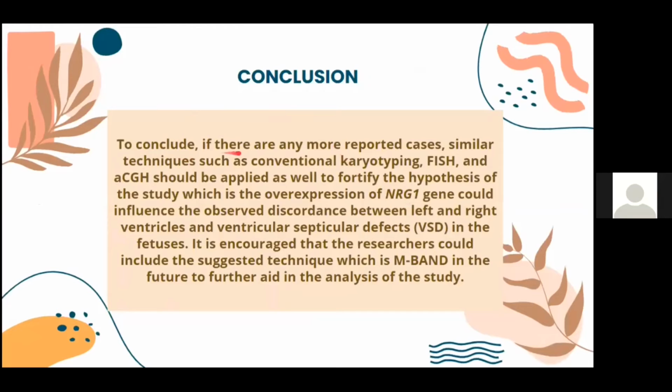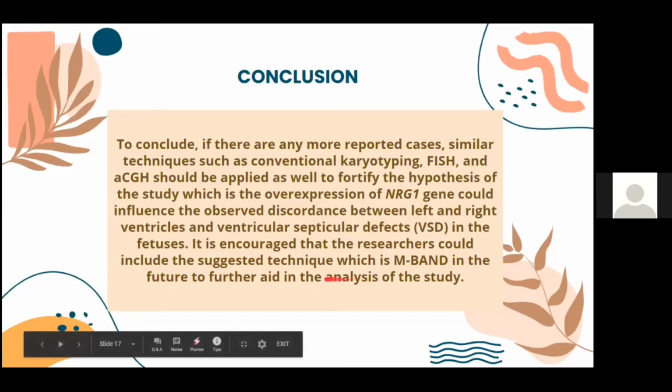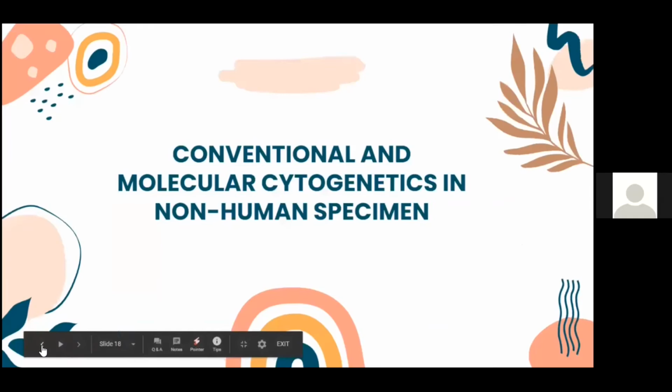To conclude, if there are any more reported cases suspected with this disease, similar techniques such as conventional karyotyping, FISH, and array CGH should be applied as well to fortify the hypothesis of the study, which is that overexpression of the NRG1 gene could influence the observed discordance between the left and right ventricles and ventricular septal defects, or VSD, in the fetuses. It is encouraged that the researchers include the suggested technique, M-band, in the future to further aid in the analysis of the study. Okay, that's all for question 1.